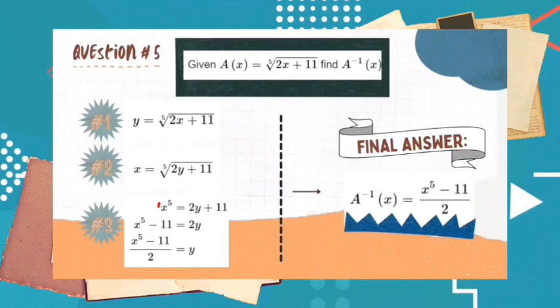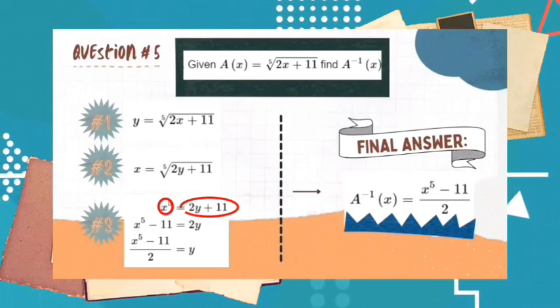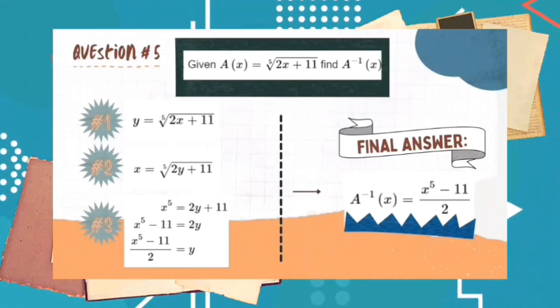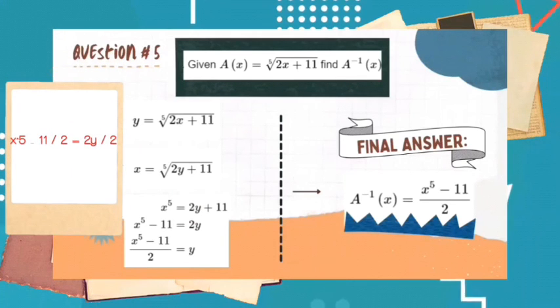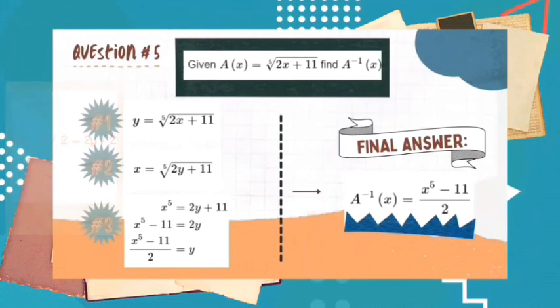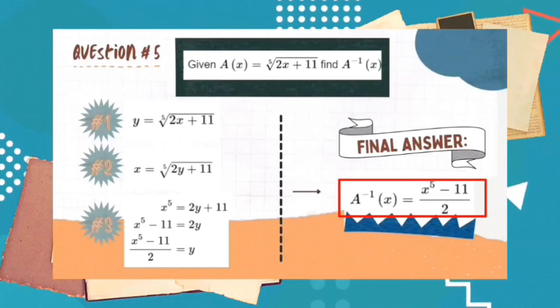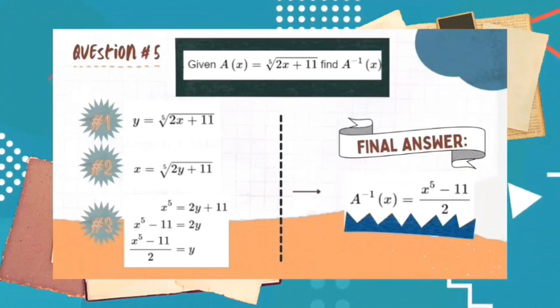This then leaves us with x to the 5th on the left and 2y plus 11 on the right side. Next, transpose 11 to the left side and divide both sides of the equation by 2, leaving us with the final answer, which is x to the power of 5 minus 11 all over 2.